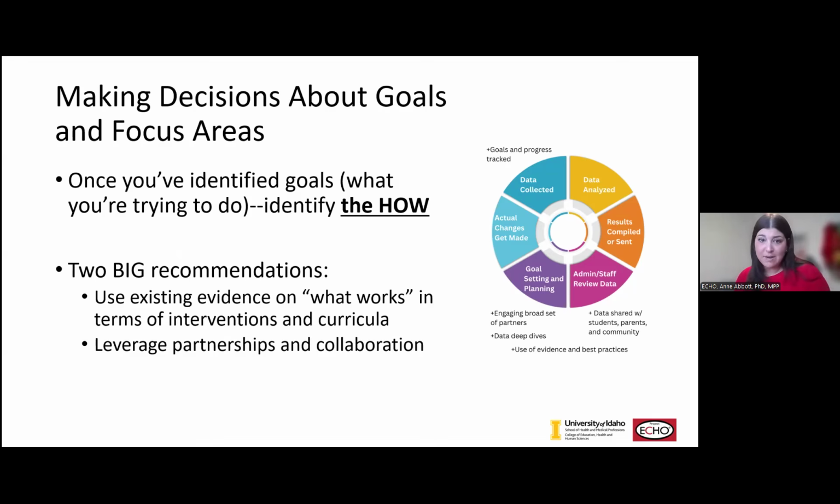So two big recommendations I would offer up to you is using existing evidence about what works in terms of intervention and curricula. So if you're already using evidence-based practices or you're already using curricula or programming that you're seeing really good effects of, double down on what you know is working or what the other data or other research is going to tell you to work. And two is, of course, leverage partnerships and collaboration, which Norm is going to talk about a lot. Next slide.